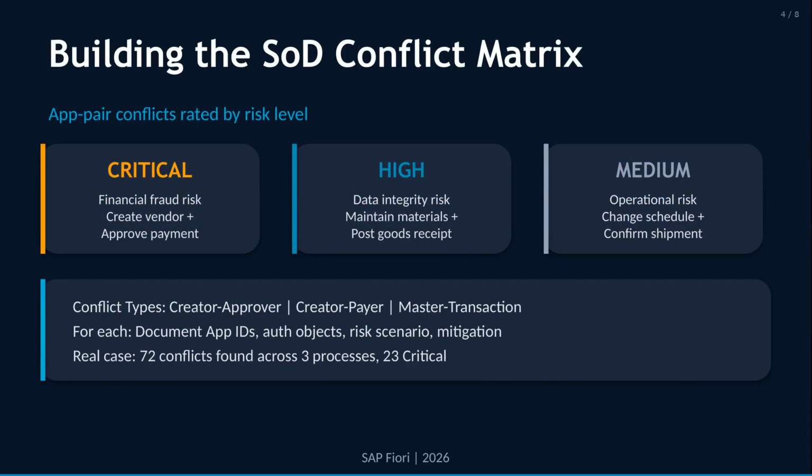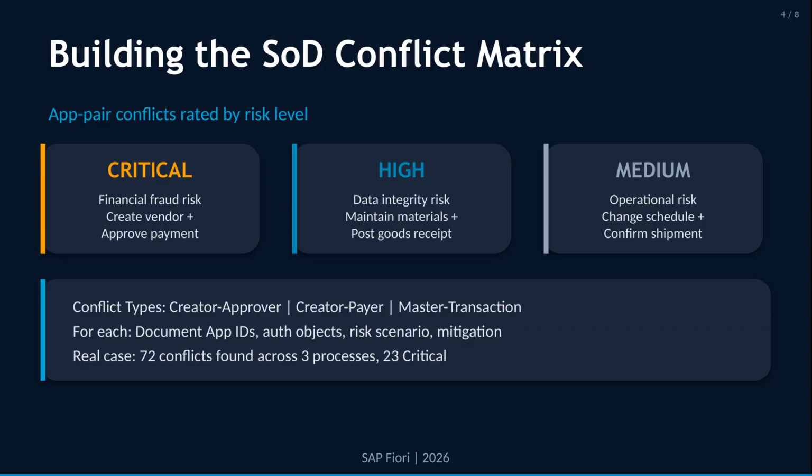With your app-to-authorization mapping complete, you can build the conflict matrix. A conflict matrix defines pairs of activities that should never be assigned to the same user. In Fiori, think of these as apps. For example, create supplier and approve purchase order is a classic procurement conflict. In Fiori terms, this means app F0342 and app F0345 should not both be accessible to the same user.